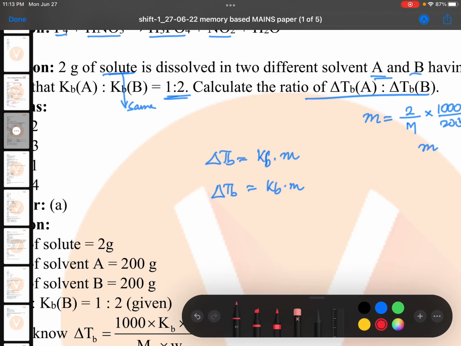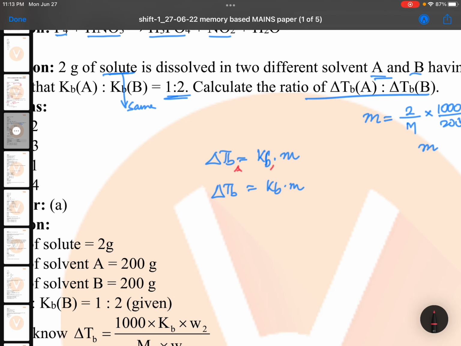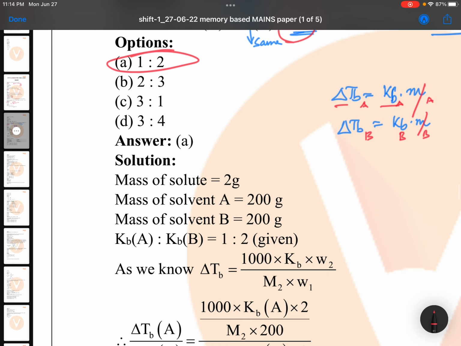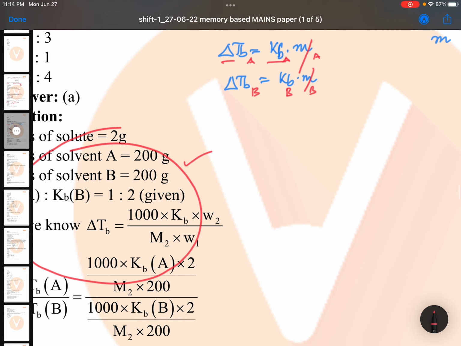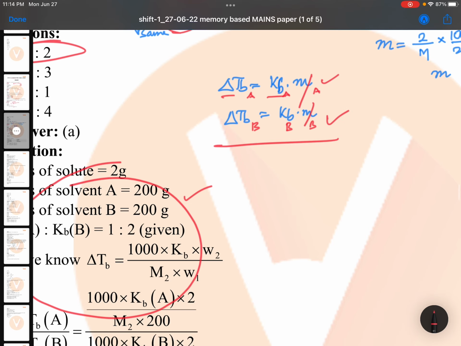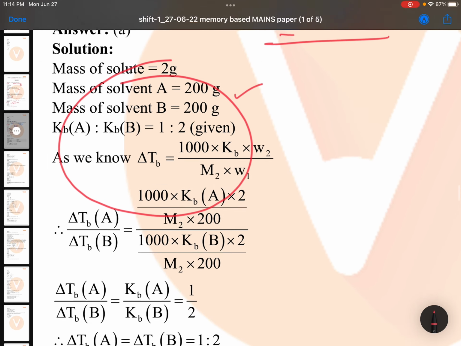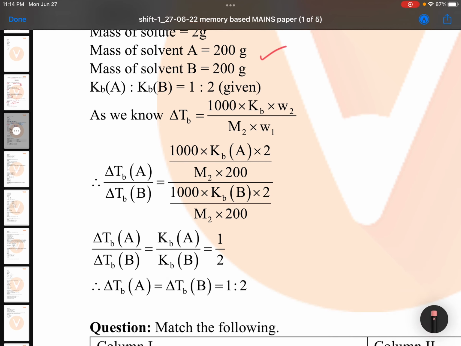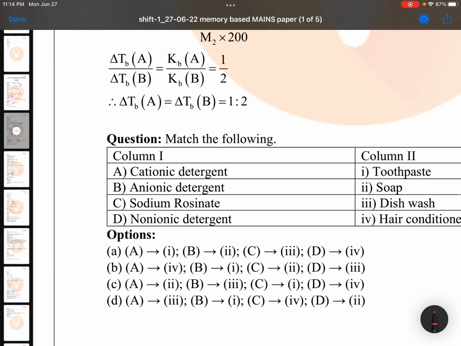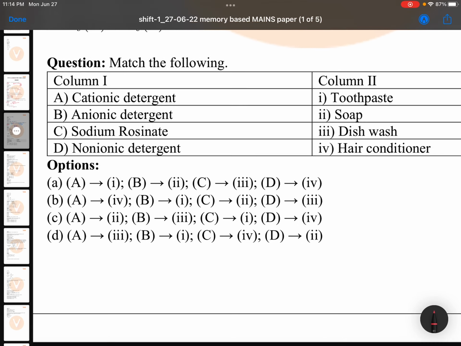So taking the first one for the first compound, let us say this is A, this is B. Both have the same molality. So delta Tb for A and B is in the same ratio as Kb, which is 1:2. There is no need to do all this calculation. This is absolutely right calculation, but the shortcut way is, when molalities are the same, it depends only on Kb values. This is right, but you don't need to do such a long calculation, you can directly give the answer. But what our teachers did is exactly right.